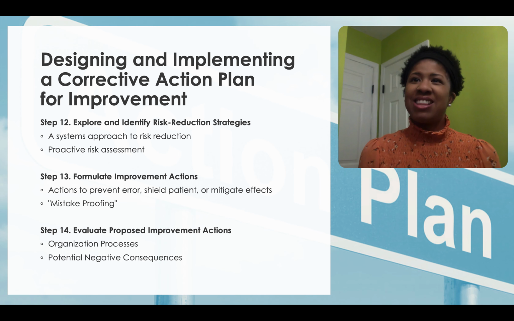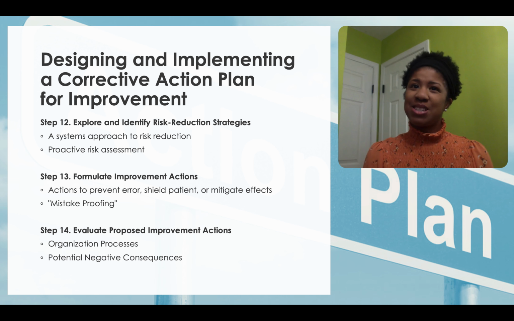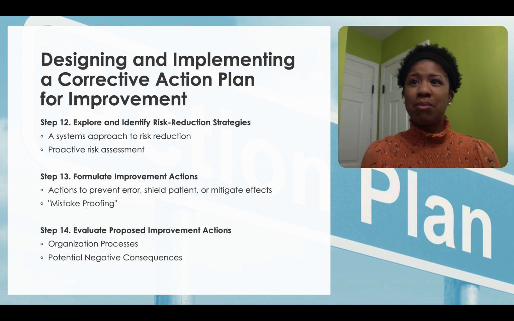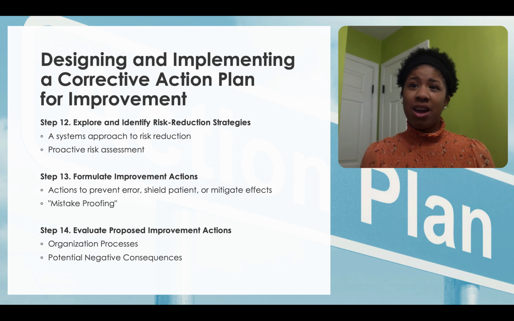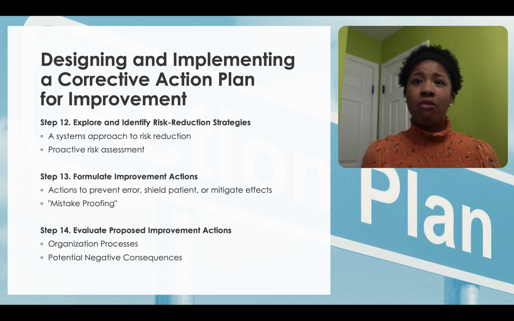All right, team, let's move on to the final phase of this process, designing and implementing a corrective action plan for improvement. After your root cause has been successfully identified, you're going to need to explore and identify risk reduction, formulate improvement actions to mitigate effects by using something I like to call mistake proofing. Step 14 involves critically evaluating improvement plans and discussing any potentially negative consequences.